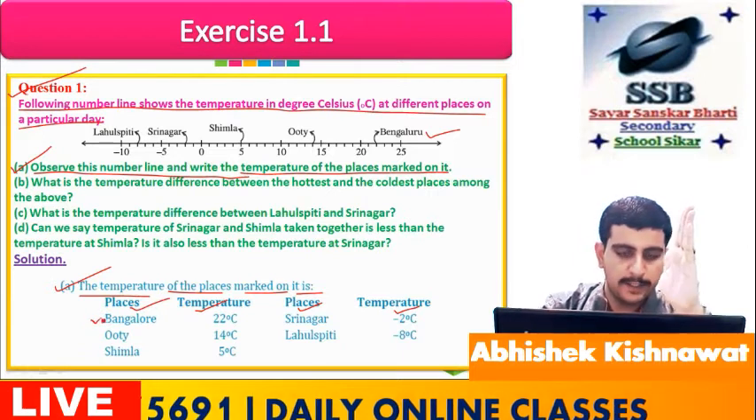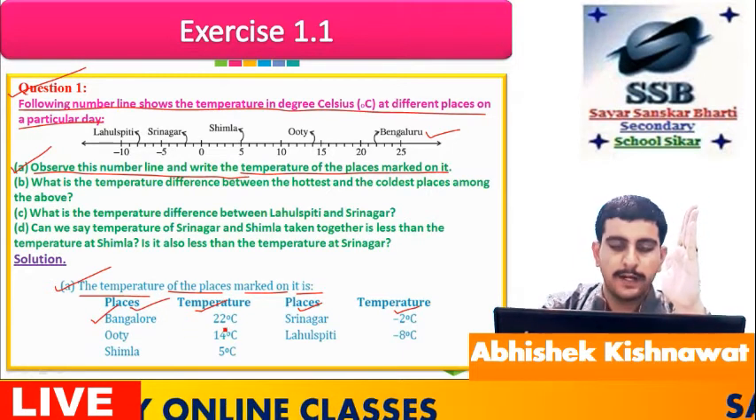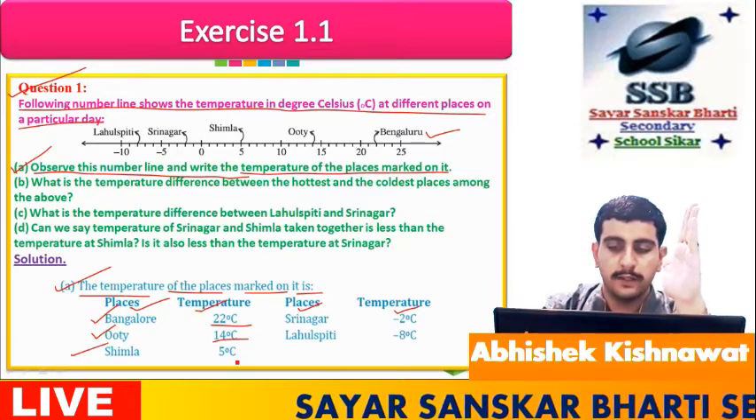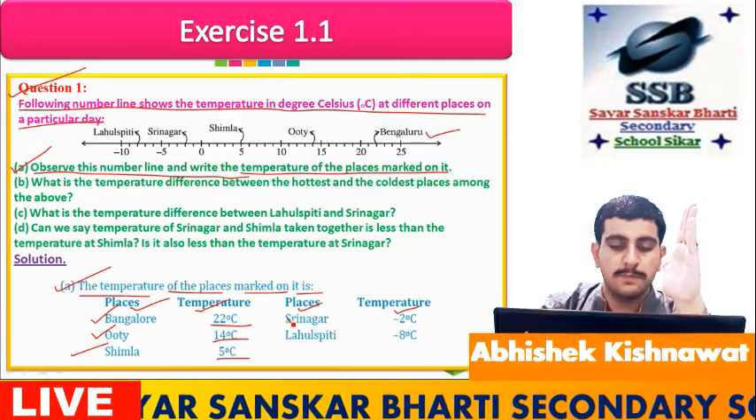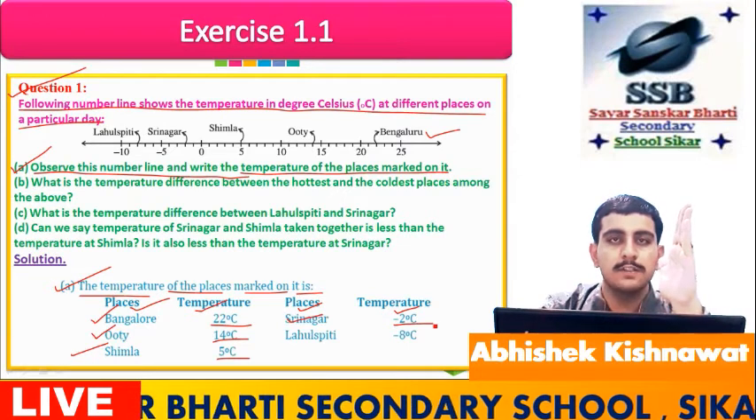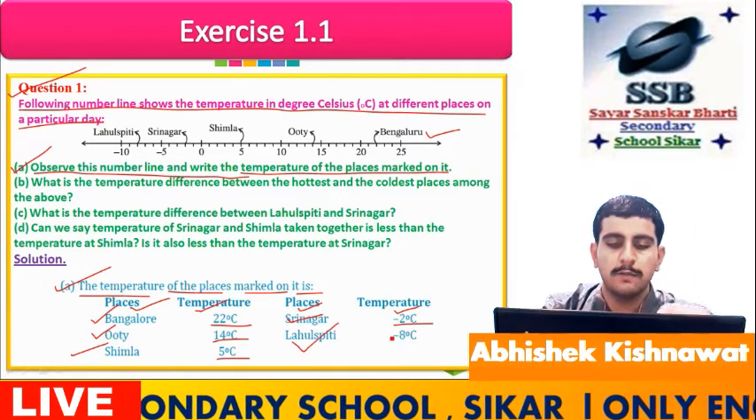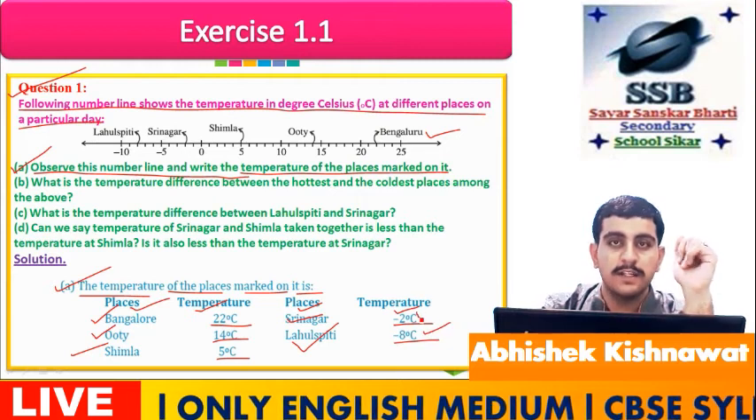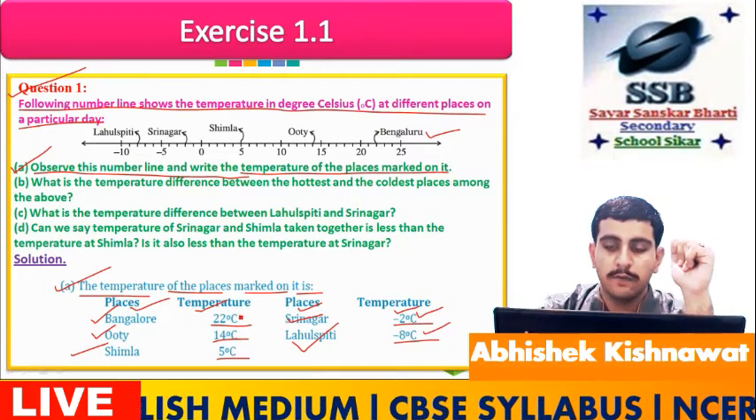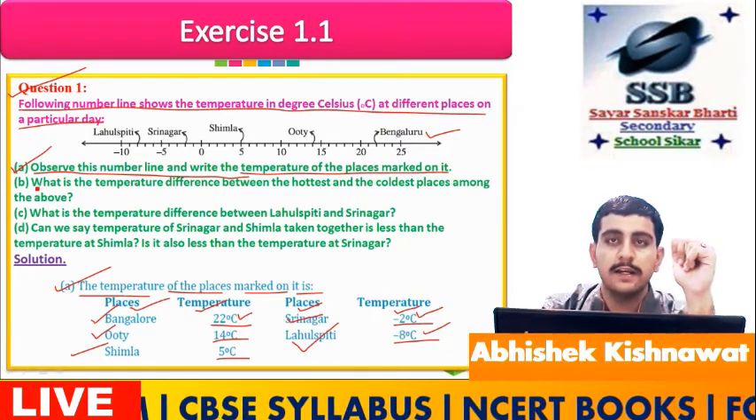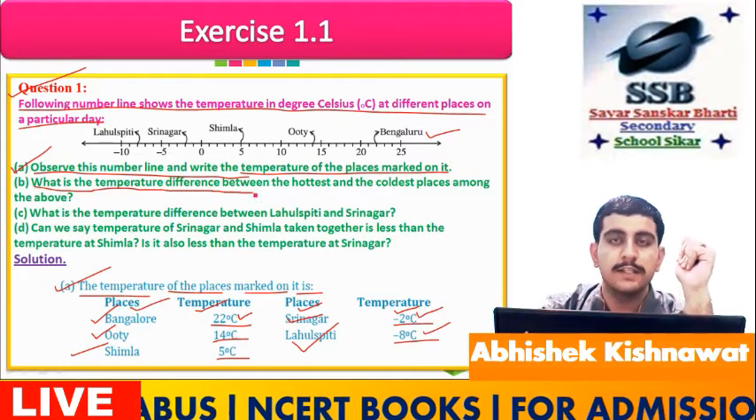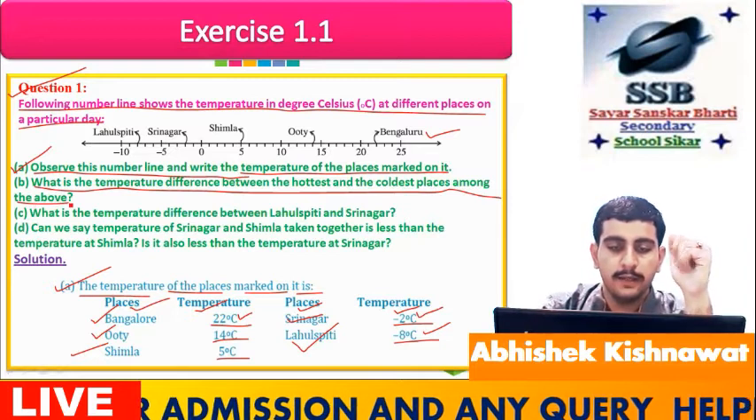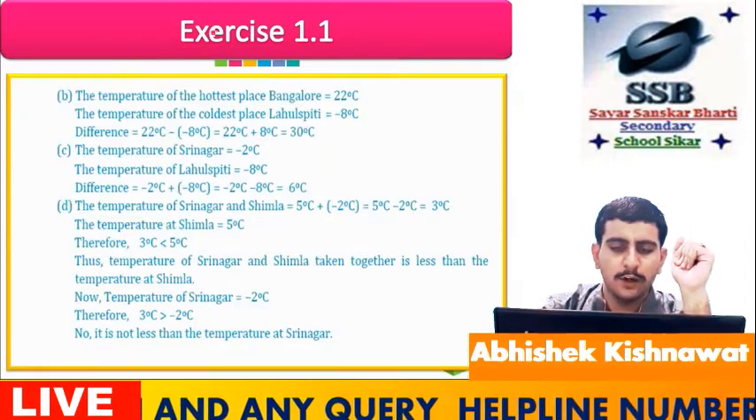So first we write the places, then we write the temperature. The first place is Bangalore, its temperature is 22 degrees Celsius. You can see it on the number line. Next is Ooty, its temperature is 14 degrees Celsius. Next one is Shimla, its temperature is minus 5 degrees Celsius. Next is Srinagar, its temperature is minus 2 degrees Celsius. Next is Lahaul Spiti, it is minus 8 degrees Celsius. I think you all get it.